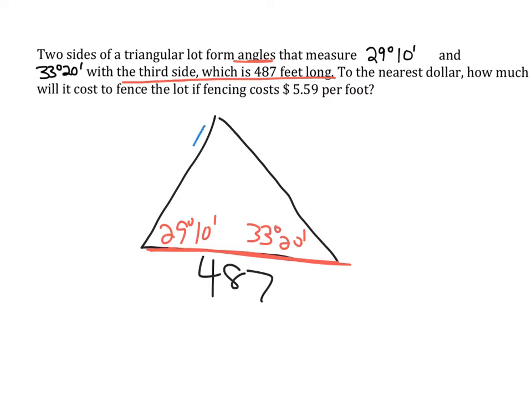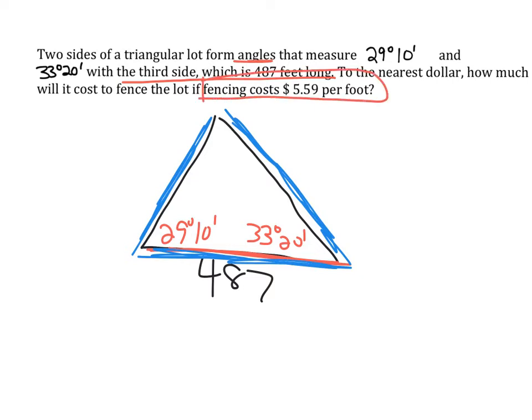So we want to put a fence around all three sides of this lot. So we want to try to figure out the length of all three sides. And the fencing costs $5.59 per foot. So here we want to try to figure out all three lengths of the triangle, and then we'll figure out how much it's going to cost for the fence once we know all three sides.